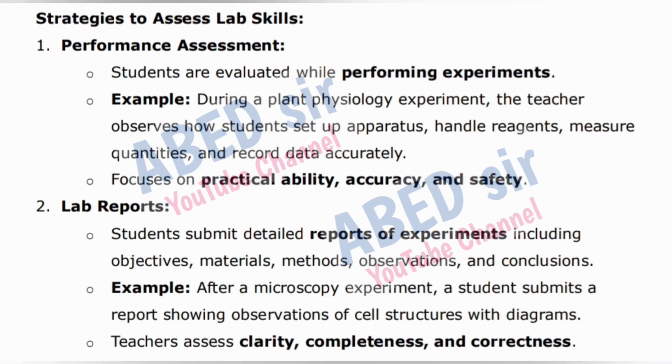Strategies to assess lab skills. 1. Performance assessment. Students are evaluated while performing experiments. Example, during a plant physiology experiment, the teacher observes how students set up apparatus, handle reagents, measure quantities, and record data accurately. Focuses on practical ability, accuracy, and safety.